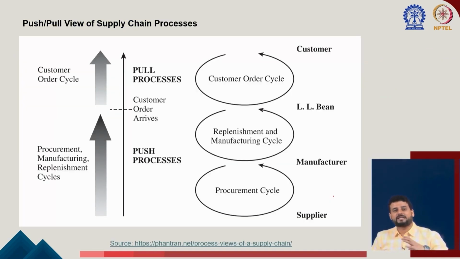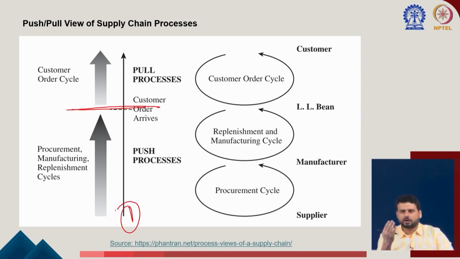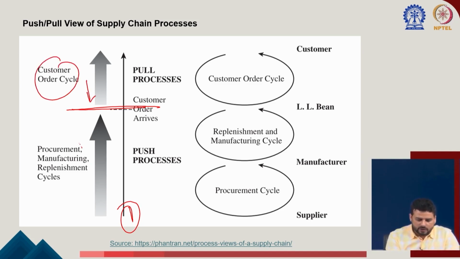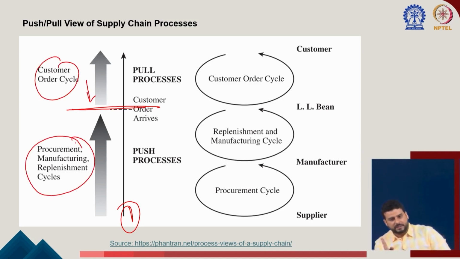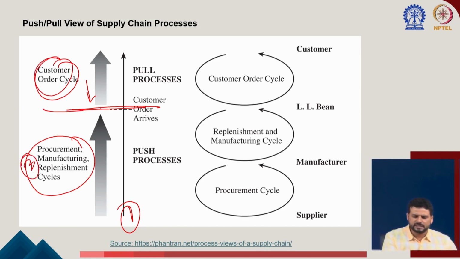It is important to set the push-pull boundary, right? See, if you look at this supply chain as one case, we will talk about 2 or 3 cases. Customer order is arriving here, and already we have procured the material, manufactured the material, and replenished the inventory with the retailer and the distributor. All those 3 cycles are done here, right? And whenever a customer comes to me, the 4th cycle, the customer order cycle, is filled here, right? That means we are setting the push-pull boundary here.